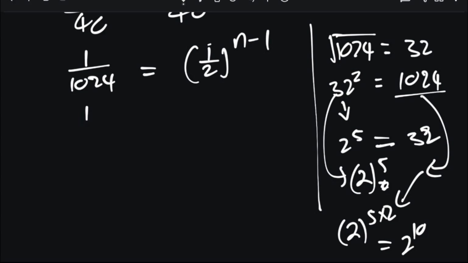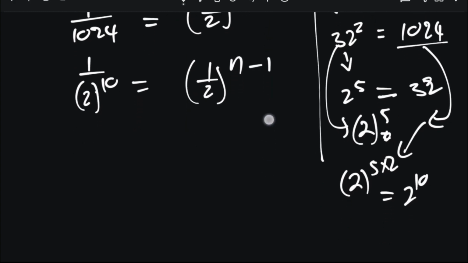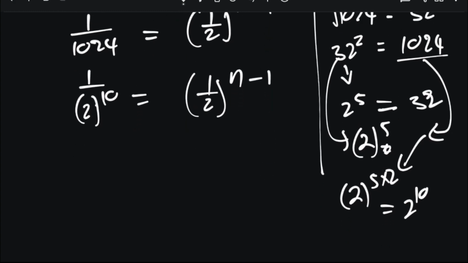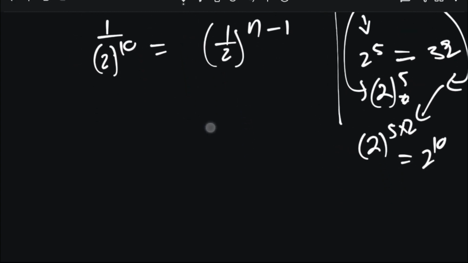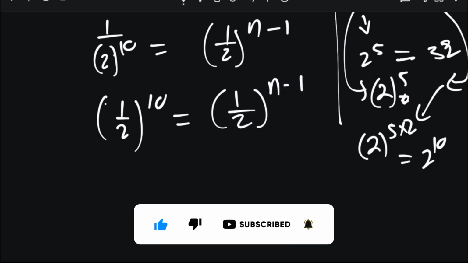So now you have 1 over 2 to the power 10 is equal to 1 over 2 to the power n minus 1, right? Now remember that 1 raised to any number is always equal to 1, right? So let's use that idea to take this 10 out from the denominator. So now we have (1/2)^10 is equal to (1/2)^(n-1).